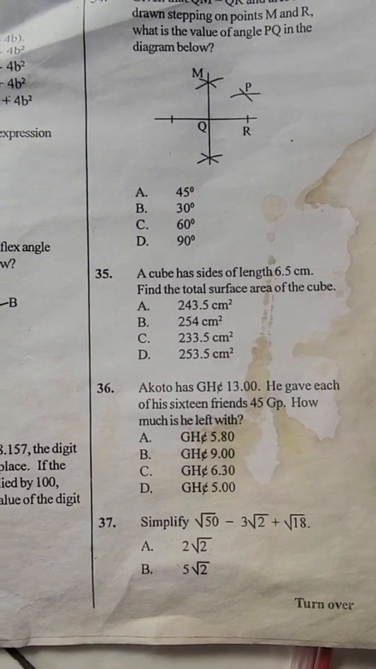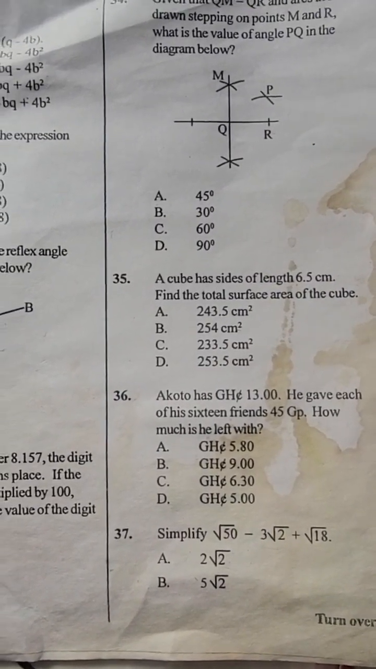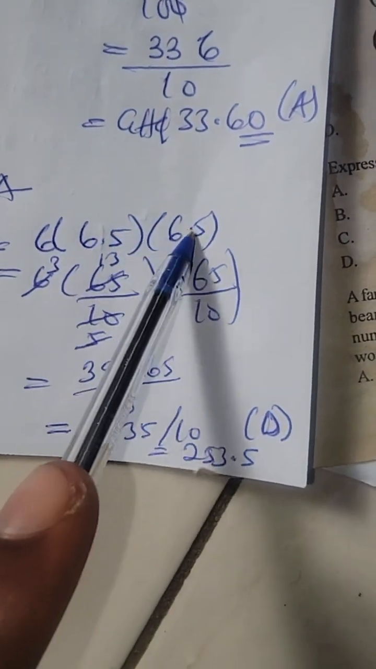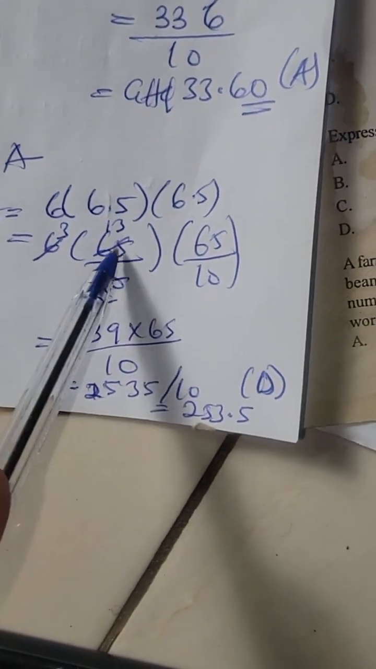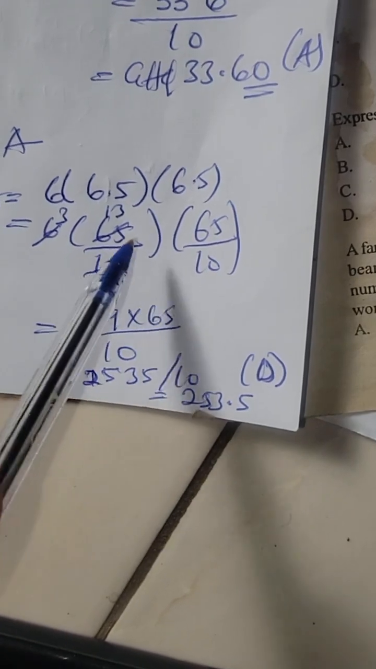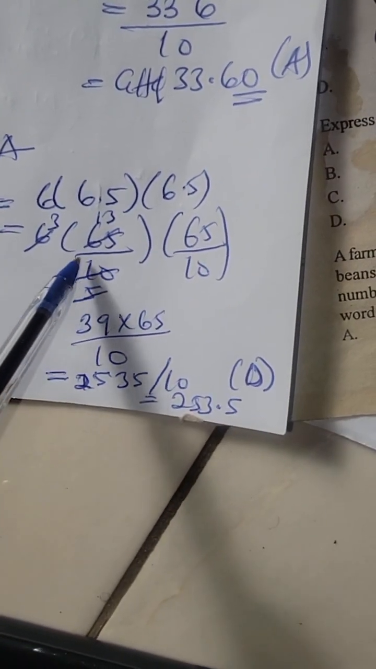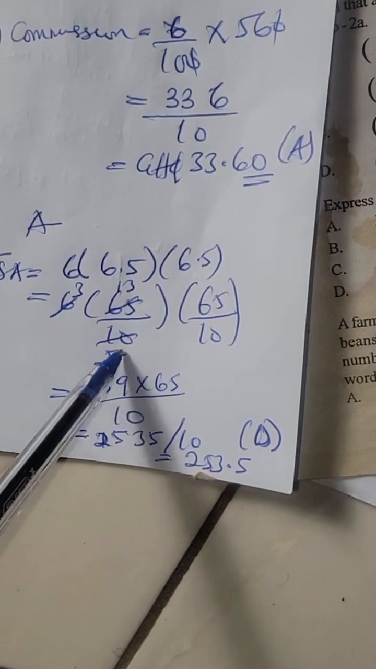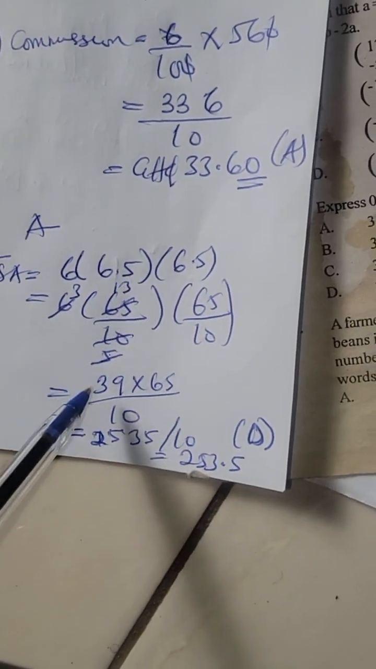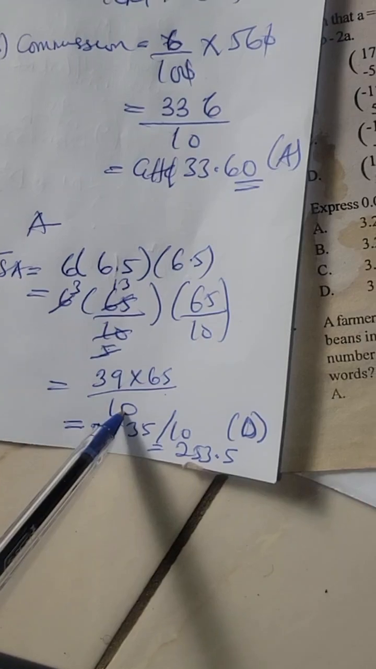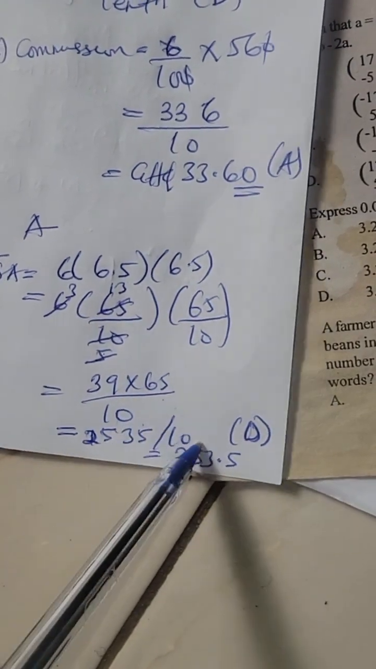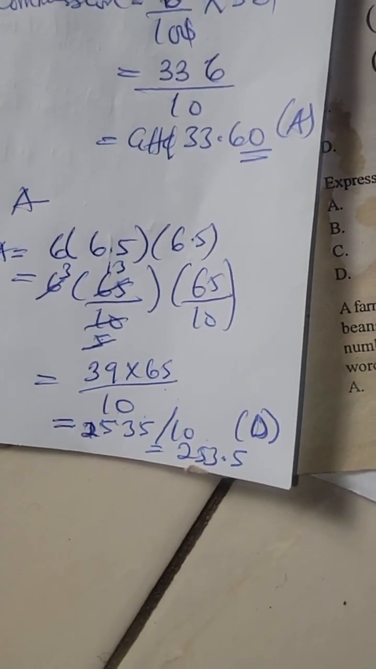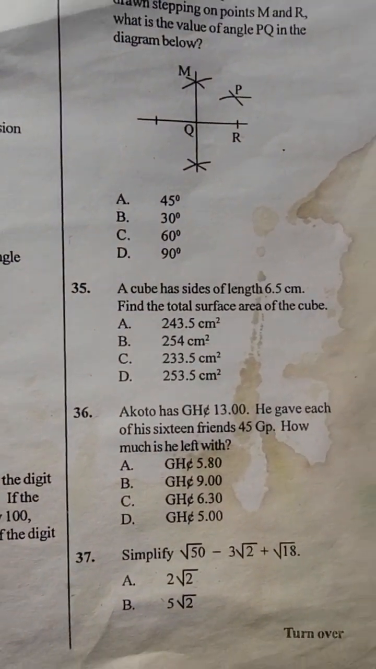The cube has side 6.5. Find the total surface area of the cube. So 6L squared. 6 times 6.5 times 6.5. So 65 over 10, 65 over 10. So I use 2 here 3, 2 here 5, 5 here 1, 5 here 13, 39 times 65 out of 10. You have 2535 out of 10. You go back once. 253.5. And that is option D.